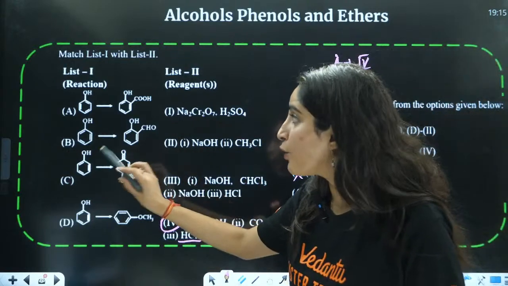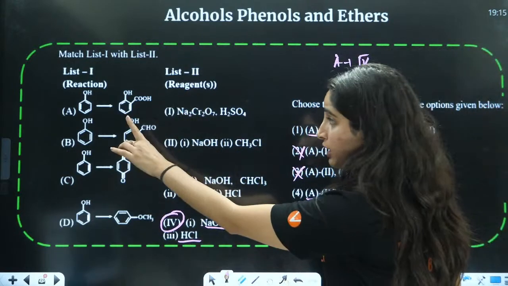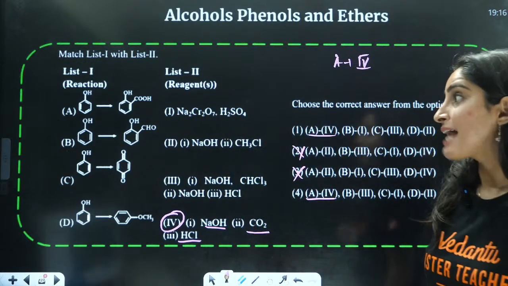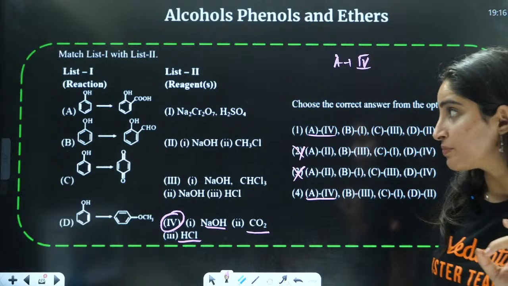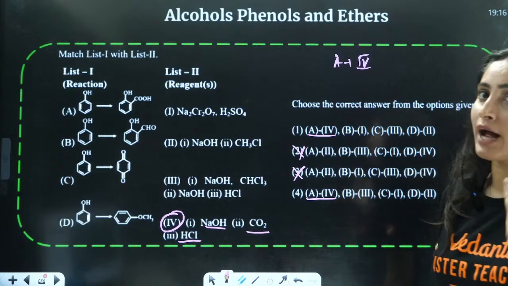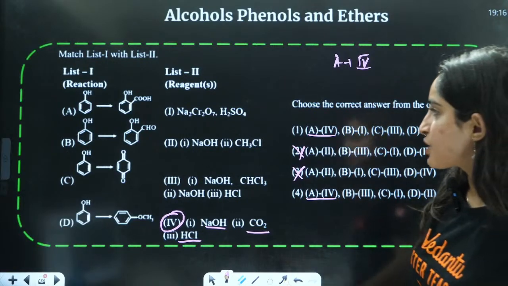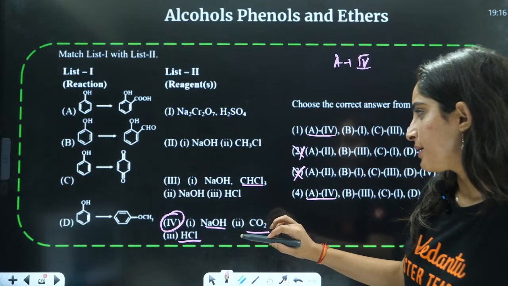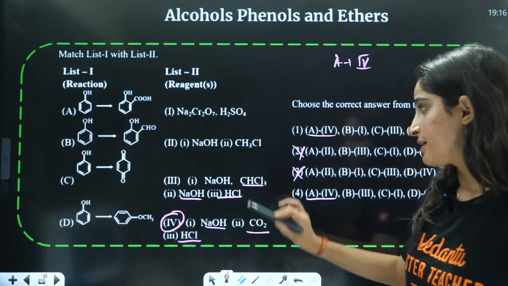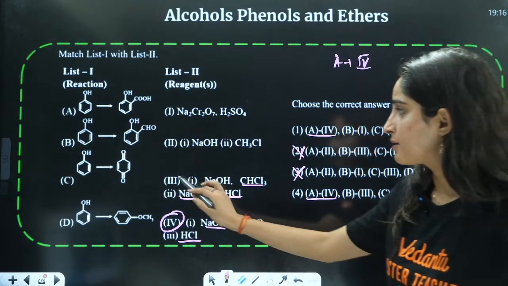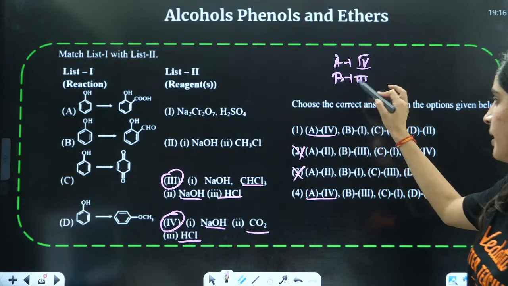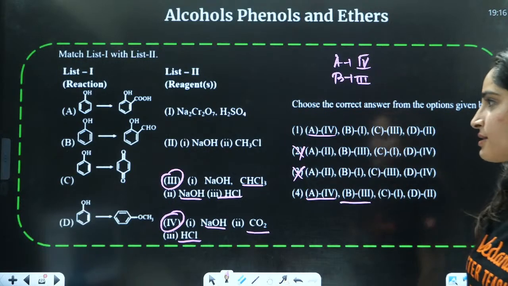Then you have this phenol, it will give rise to salicylic aldehyde. Salicylic aldehyde is possible only in the case of the Reimer-Tiemann reaction, and the reagents are CHCl3, then NaOH, and here it is HCl. Yes, that is the third part. So B is with third, so this is the answer.